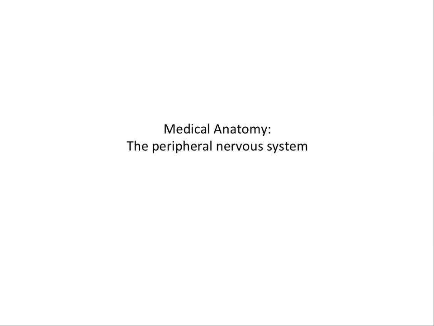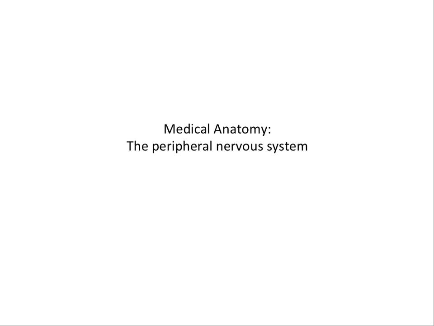Right, so now we know about the central nervous system, and we know that it consists of our brain stem and our spinal cord. But what about the rest of the nervous system? Well, that's what I'm here to show you. And so the peripheral nervous system really sort of starts with the spinal nerve.